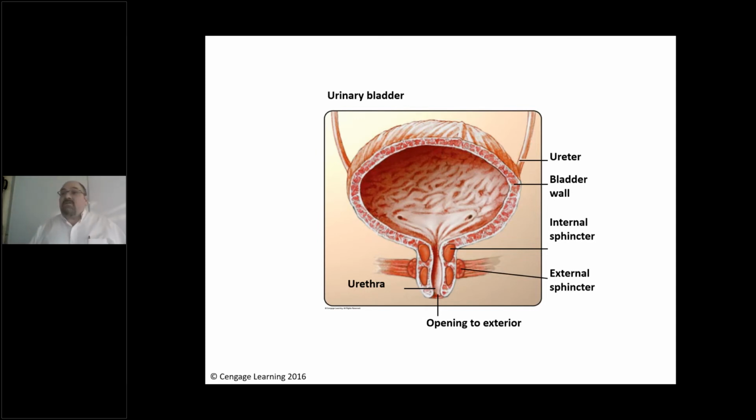The external sphincter, that's skeletal muscle, right? You control skeletal muscle. The internal sphincter, that's smooth muscle. I have no control over that, okay? Working with them both, this is how we have the opportunity to void, to urinate, to allow urine to exit the body.